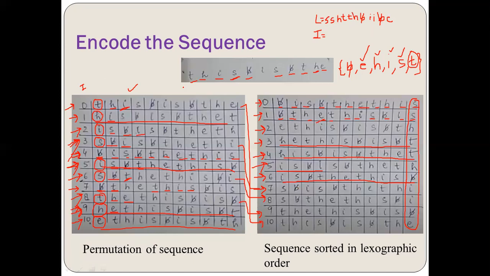So the original form of the sequence was T, H, I, S, B bar, I, S, B bar, T, H, E. That is at the 10th position now. So I'll take the index as 10. So this is now the output of the BWT.